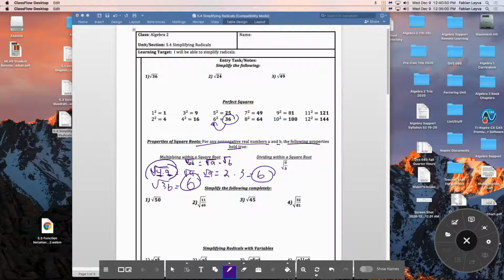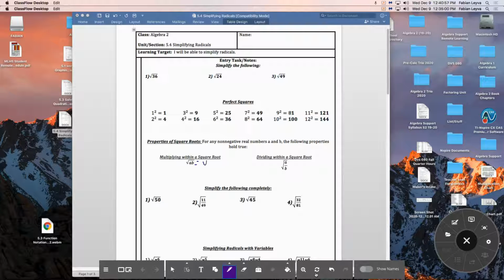So again, this is just a property so that way you can see it. If I was writing this down in my notes, all I would write is, okay, this is equal to the square root of a times the square root of b. And you'll see why it's super important. That was just an obvious way to show you how it works.